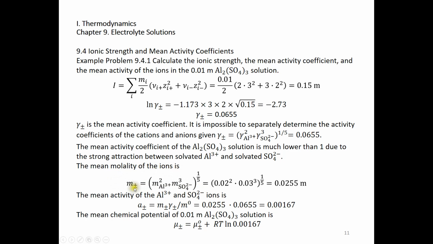The mean molality of the ions is computed this way. This is just the definition over here. This is the mean molality. We have the molality of the cation squared and the molality of sulfate to the power 3, and overall we take the 1/5 power over here, and then it's going to be 0.0255 molal.